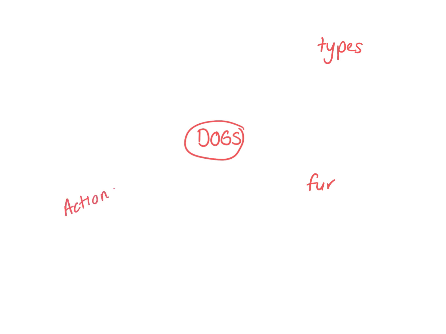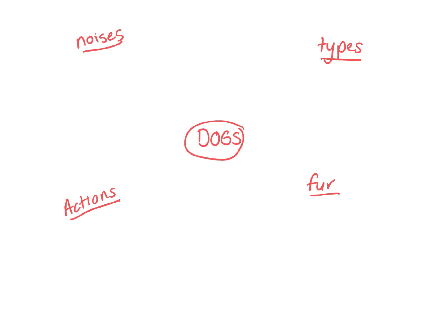Today, I'm going to do my word association on dogs. So when I think about dogs, I think that there are lots of different types of dogs. I think that most dogs, or almost all dogs, have some sort of fur. So I'm going to think about how I might describe that. I'm going to think about the actions of dogs, and I'm going to think about the noises that dogs make.